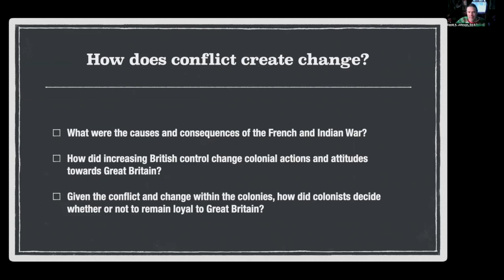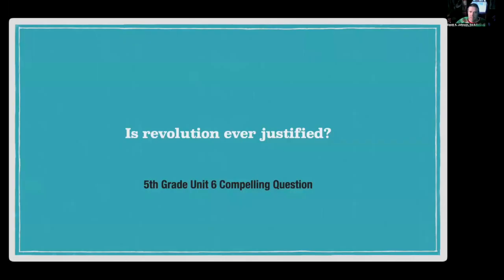And that was just not the case. You had the patriots, you had the loyalists, and you had some people that were the Switzerland of the time. So we kind of introduce these concepts because they come into play again in the revolutionary unit, which is the next one. Is revolution ever justified? This is a great question.